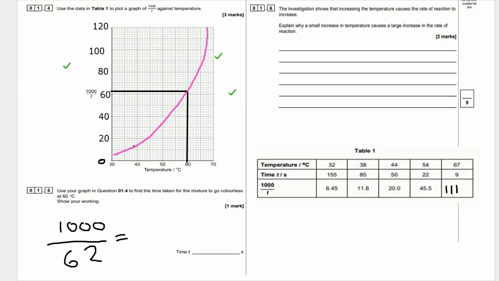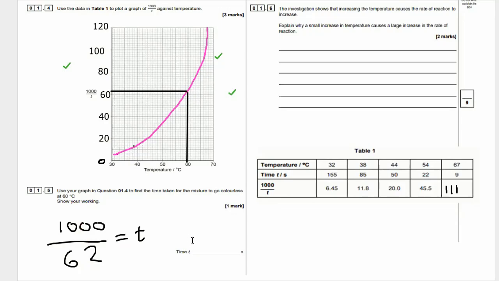No, that is all wrong. We want to go equals the time. So what I've done here is I've basically rearranged. That would have been 1,000 over t equals 62. So I can do 1,000 over 62 equals t.